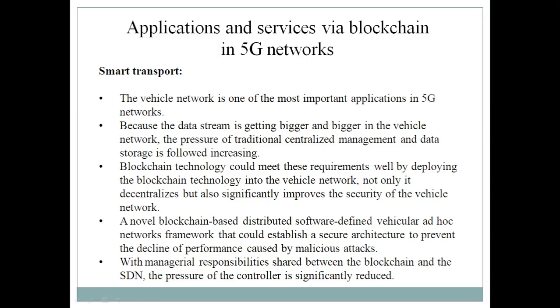Now we will talk about some of the applications and services via blockchain in the 5G networks. The very first one is the smart transport. The vehicular network is one of the most important aspects in 5G networks. As the data stream is getting bigger and bigger in the vehicular network nowadays, the pressure on traditional centralized management and data storage is increasing. Blockchain technology could meet this requirement well by deploying it into the vehicular network. Not only does it decentralize, but it also significantly improves the security of a network.